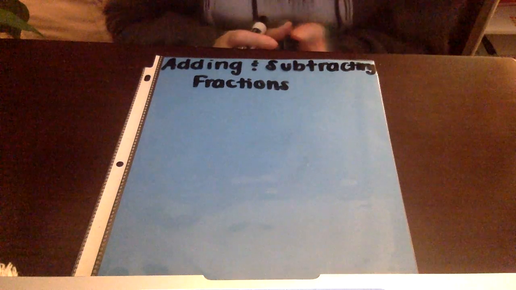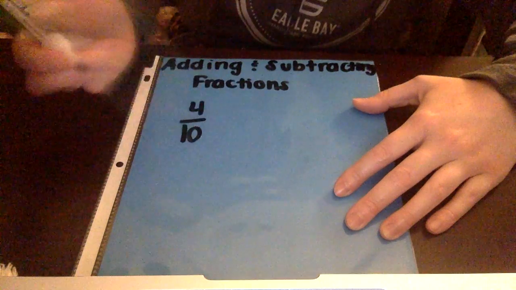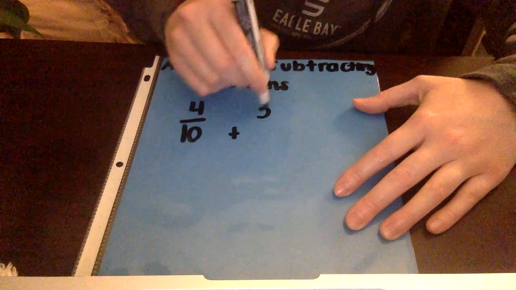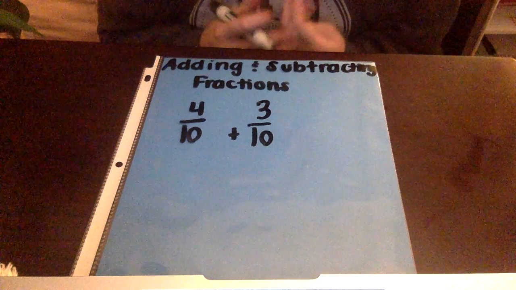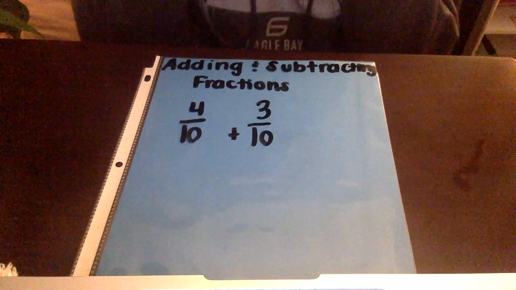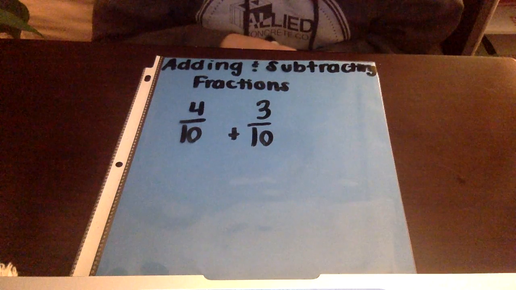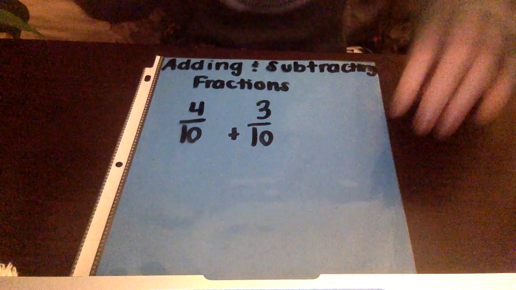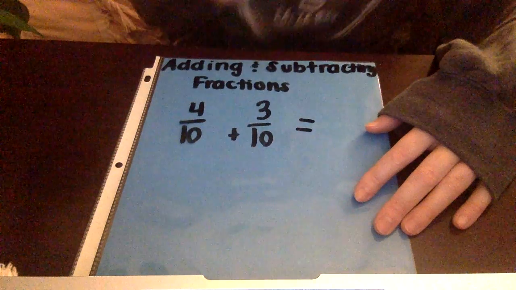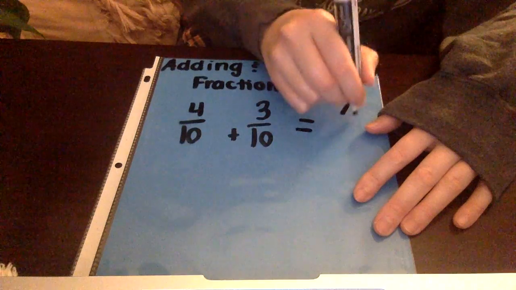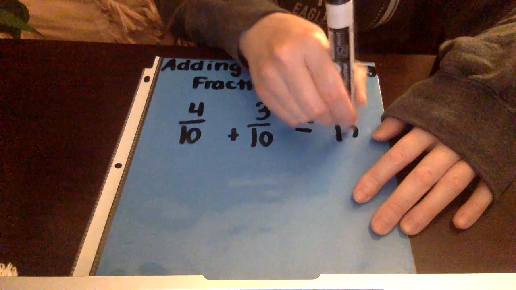So an example of a problem that you might get is, let's say 4/10 plus 3/10. When our fractions have the same denominator, it makes it really simple for us to add and subtract. The only thing that we have to add and subtract is our numerator. Our denominator is always going to stay exactly the same. So I'm going to start by adding 4 plus 3. 4 plus 3 is going to give me 7. And I'm keeping my denominator the exact same, 7/10.